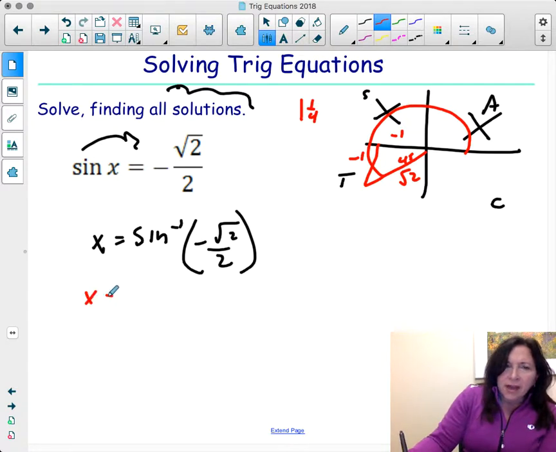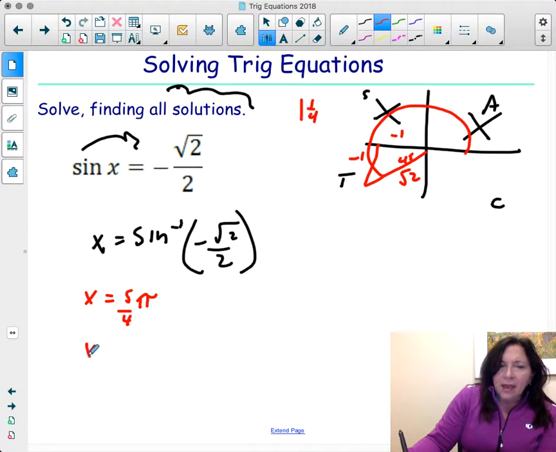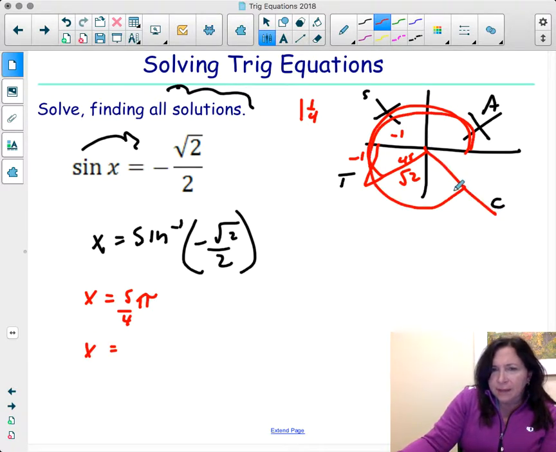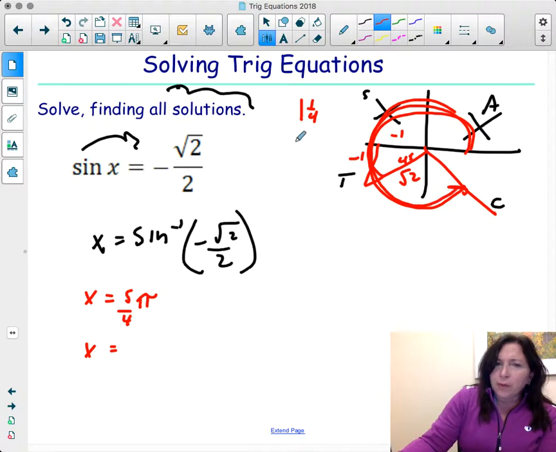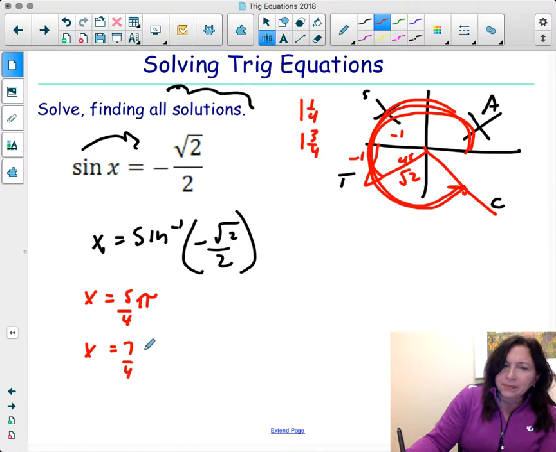So we know we have x equals 5/4 pi. There's one of my answers. And then the other answer is going to be in this quadrant here. Again, same values, except it's 1 and 3/4 pi. So 1 and 3/4 pi is 7/4 pi.